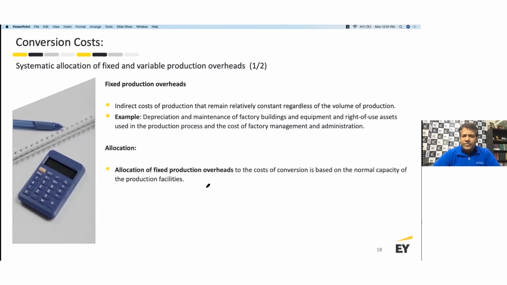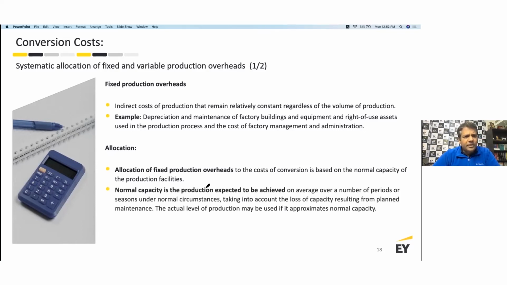Now, allocation of fixed production overhead is done based on normal production capacity. Now, that is important. It is done based on normal production capacity. Now, if you exceed your production against the normal, then you do it on actuals. So it again follows the principle of conservatism, right? But if your production is lower than your normal production capacity, then you will not load more than what is otherwise required based on normal production capacity. And we will try and understand this with the help of an example. This is a very important concept.